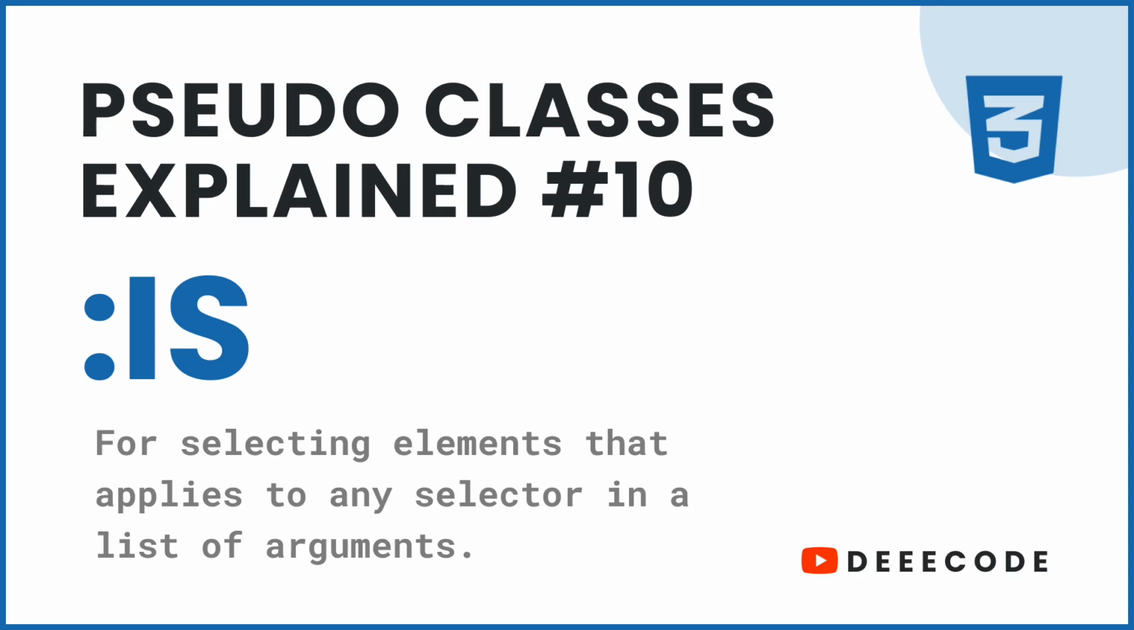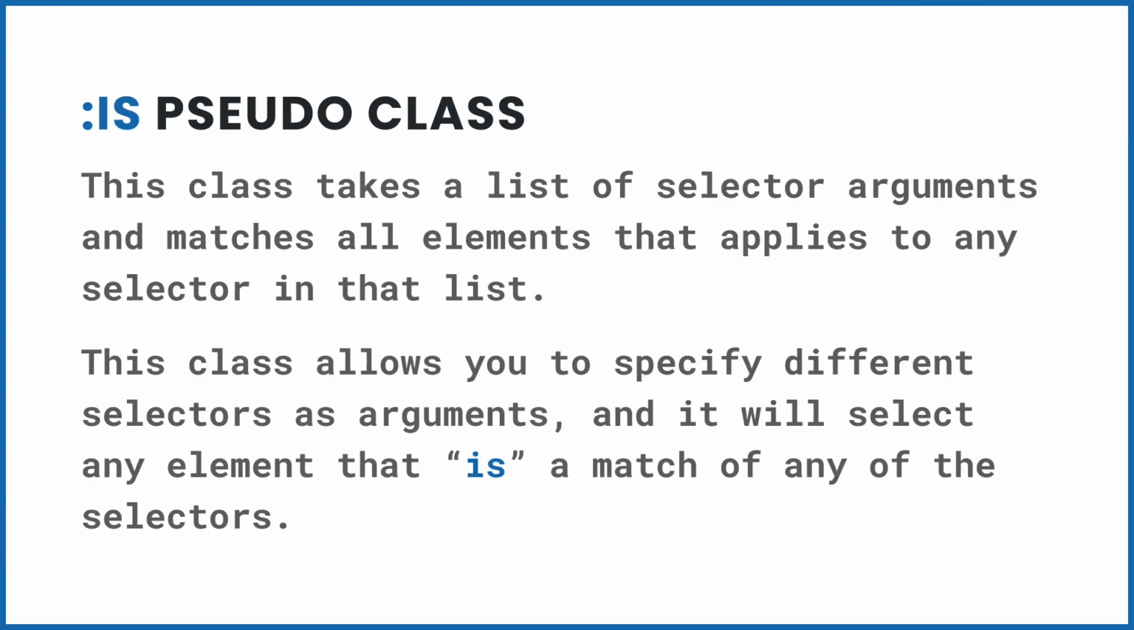In this video, part 10 of my CSS Pseudo Classes Explained series, I'll be simplifying the :is pseudo class. The :is class takes a list of selector arguments and matches all elements in the DOM that apply to any selector in that list. So this class allows you to specify different selectors as arguments, and it will select any element in the DOM that matches any of the selectors.